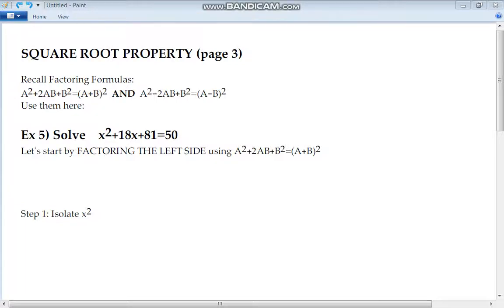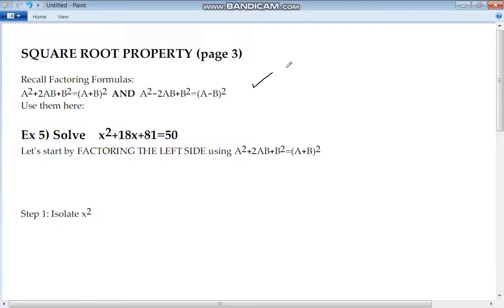I saved the best square root property examples for the last, page 3. And before we get into that, let's recall a formula. Well, two formulas for factoring. A squared plus 2 times A times B plus B squared equals (A plus B) squared. And A squared minus 2AB plus B squared equals (A minus B) squared.